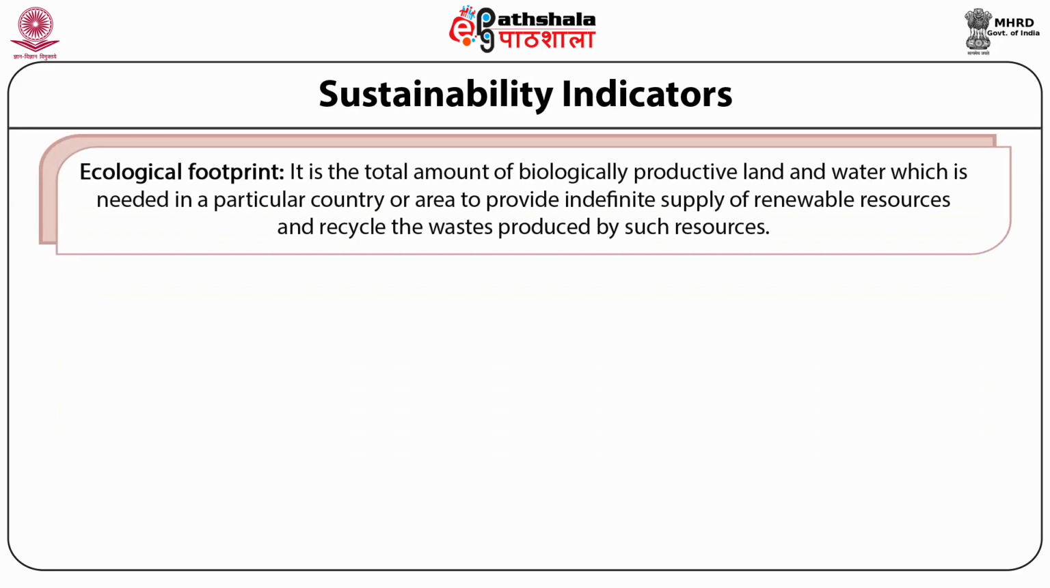Ecological footprints. It was proposed by Mathis Wackernagel and William Rees in 1990 at the University of British Columbia, who propagated worldwide the Global Footprint Network. Ecological footprint is the total amount of biologically productive land and water which is needed in a particular country or area to provide an indefinite supply of renewable resources and recycle the wastes produced by such resources.